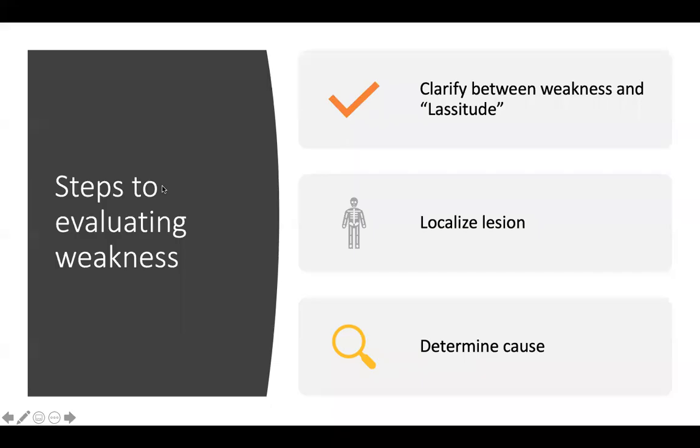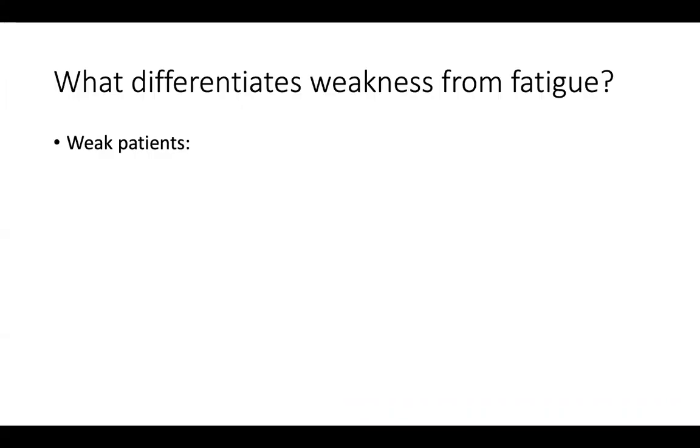So the steps to evaluating weakness, by neurologic and internal medicine guidelines, are to classify between weakness and lassitude, localize the lesion, and then determine the cause. Lassitude, I included it because I think it's a fun word, is really just physical and emotional fatigue versus a quantifiable, objective strength deficit. The first step, again, is differentiating weakness from fatigue.